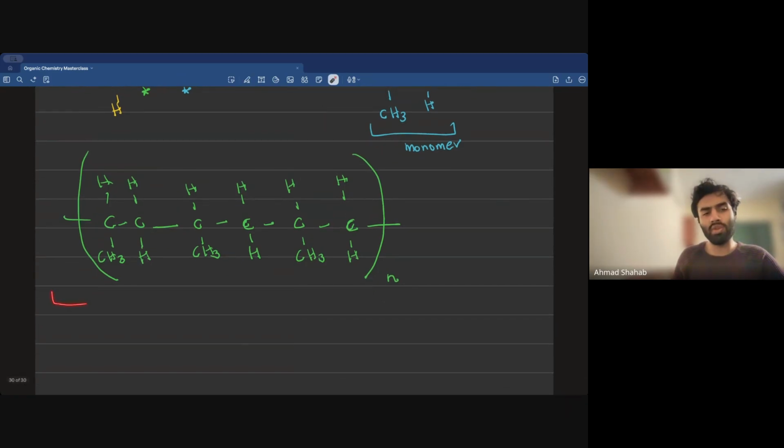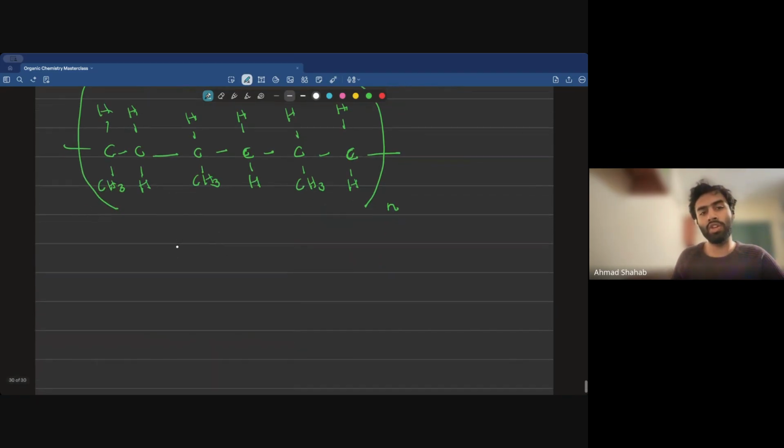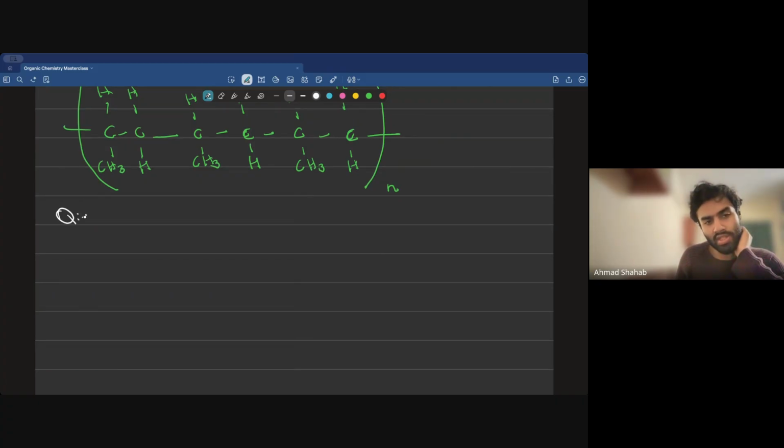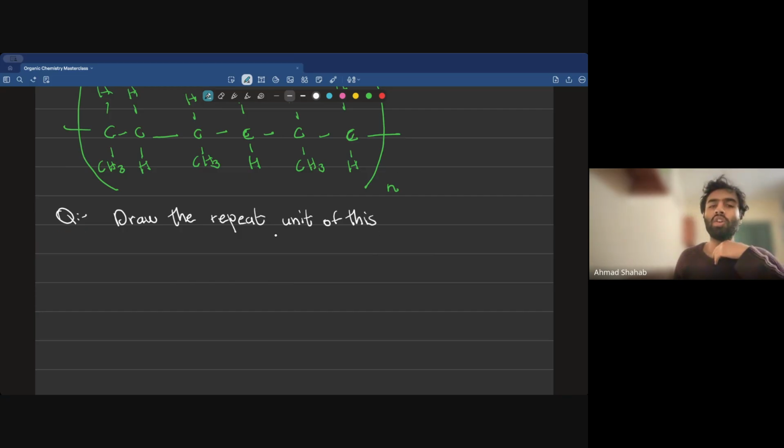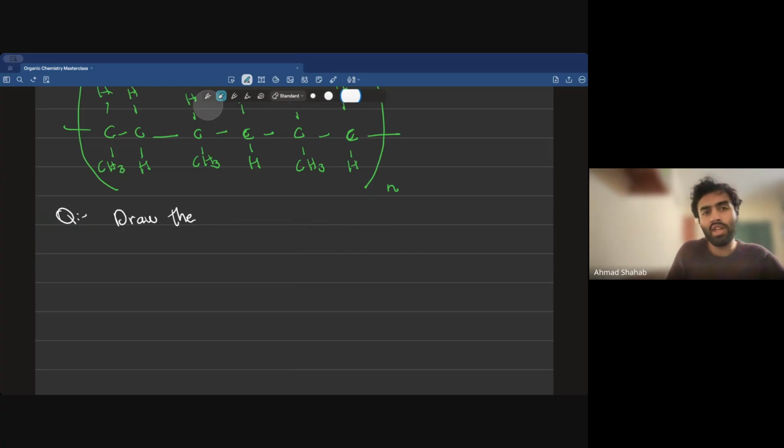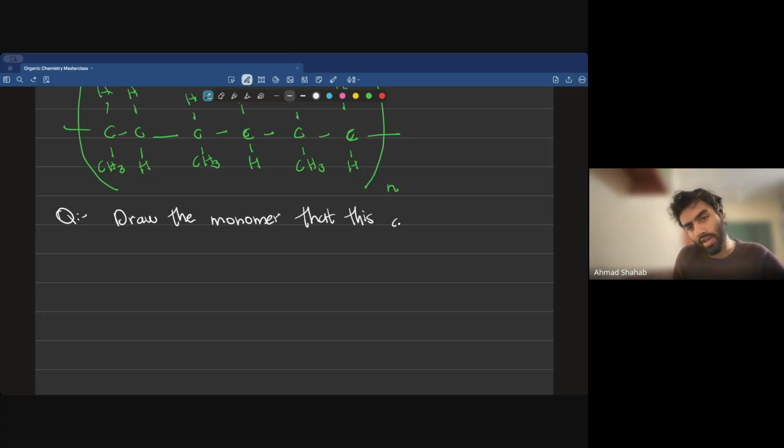And if you're asked to go back from this polymer back to the monomer, how are you going to do that? The question is: draw the repeat unit of this polymer, of this structure. Or it can say draw the monomer. I think that is a better phrasing. This is not the repeat unit. It says draw the monomer that this polymer came from. How are you going to draw the monomer?